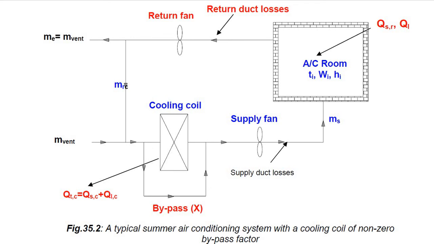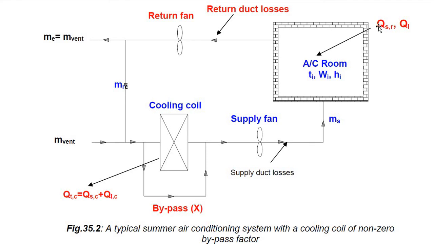So consider this room. This is the air conditioned room. Ti is the inside dry bulb temperature, Wi is the inside specific humidity, Hi is the inside enthalpy. QSR and QLR are the room sensible heat load and the room latent heat load.